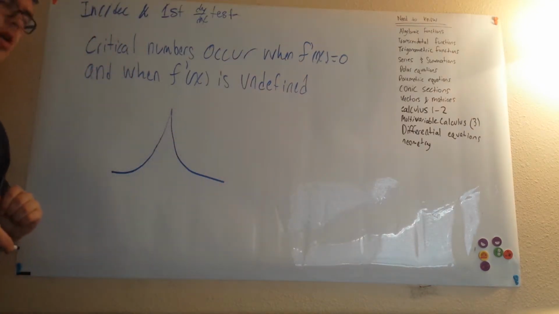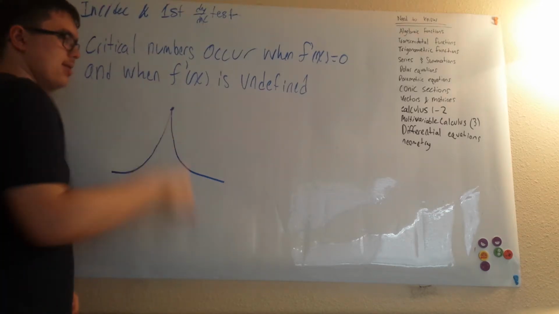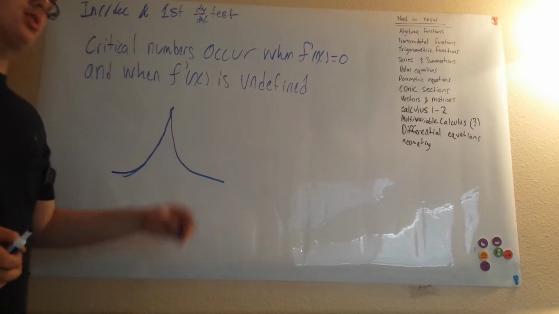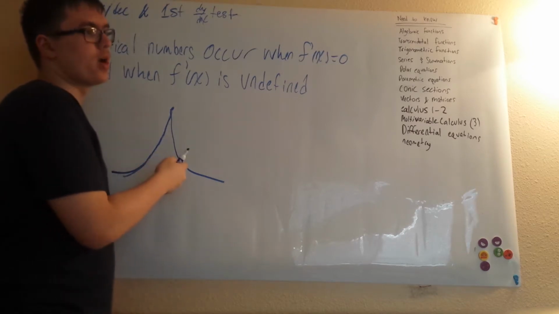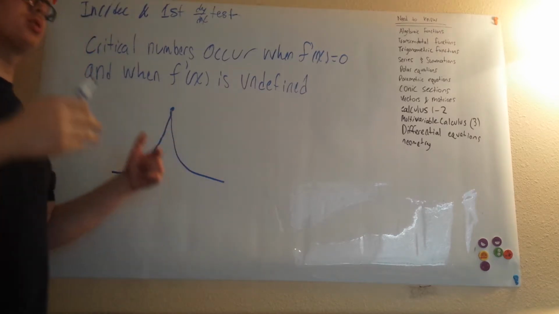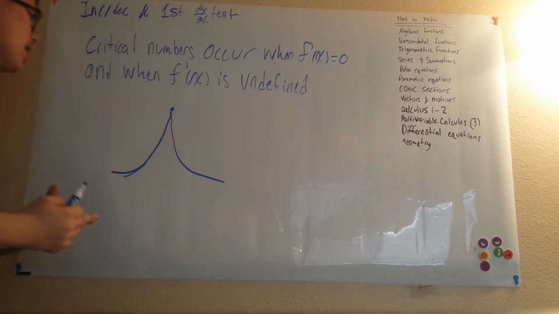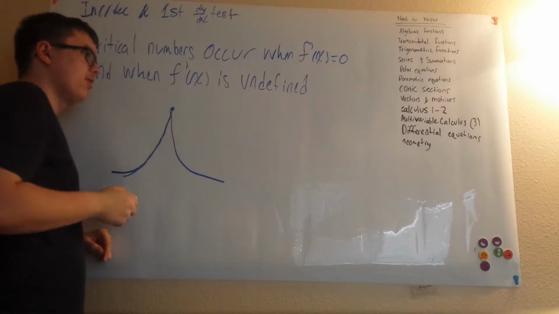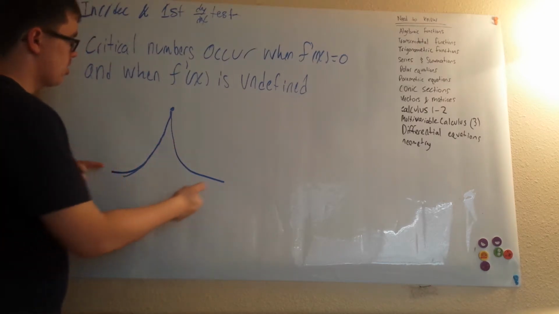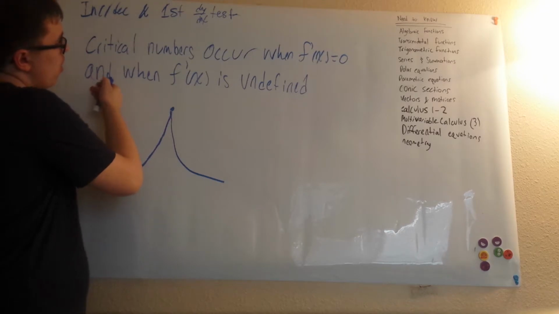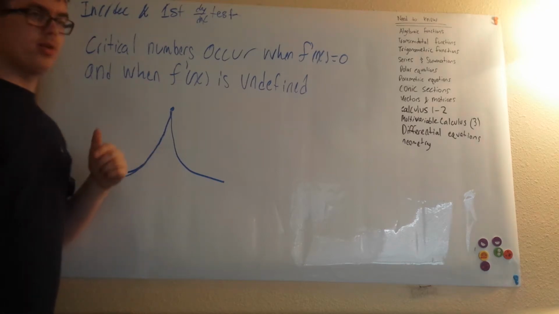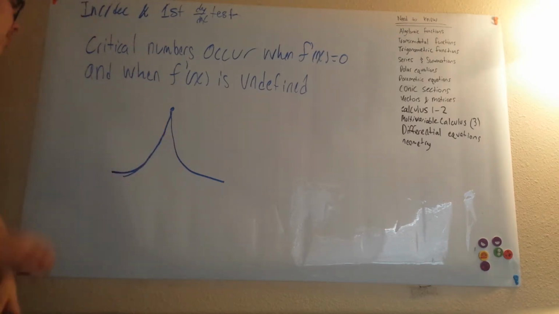Right here. This is called a sharp point. And this function isn't differentiable everywhere. It is differentiable everywhere except this point right here, because it's a sharp point. This is where the derivative is undefined. But it's a relative maximum, right? So therefore, we can prove that points where f prime of x is undefined are critical numbers because relative extrema can occur at them.